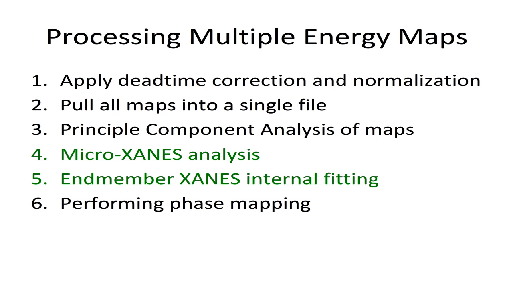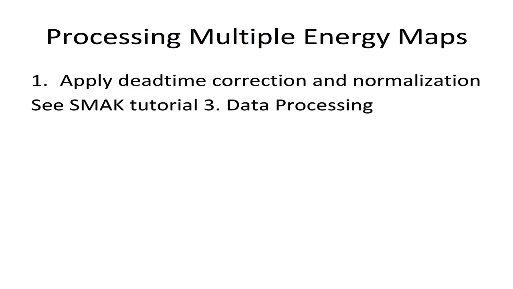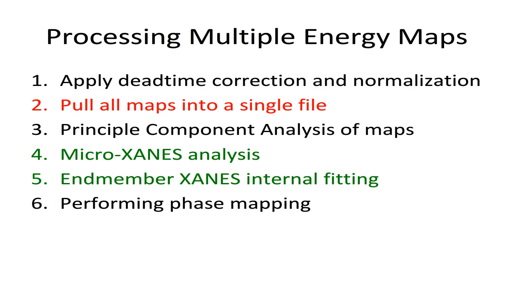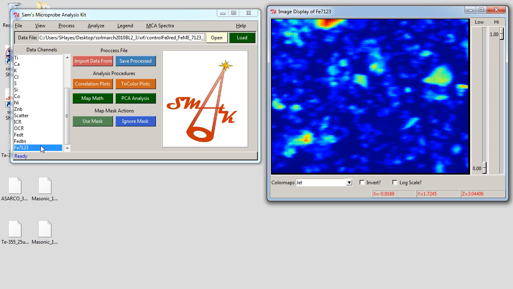Processing multiple energy maps involves several steps, several of which you will already be familiar with. To start, you'll need to apply the dead time correction to each element of interest at every energy. So if you're looking at iron, you'll want to dead time correct each iron map at each energy. For help doing this, please see SMAK Tutorial 3, Data Processing. The next step is to pull all of your iron maps into a single file. For this, it's usually best to start in your highest or lowest energy file.